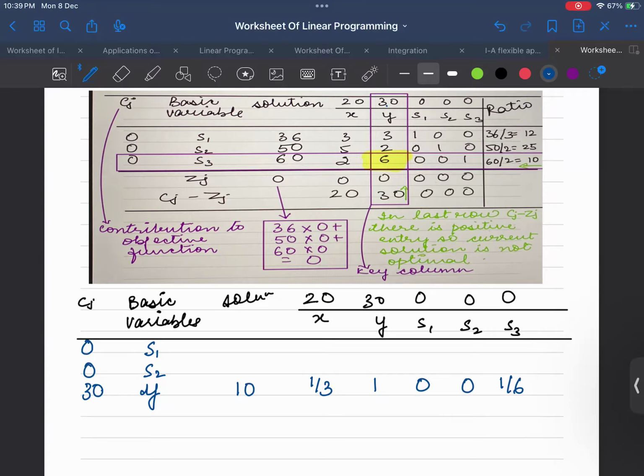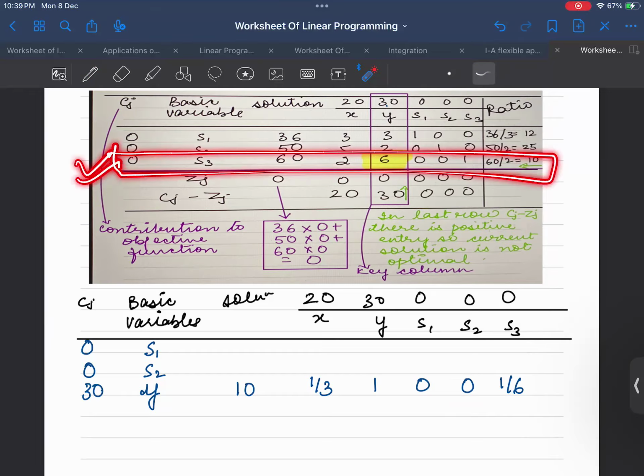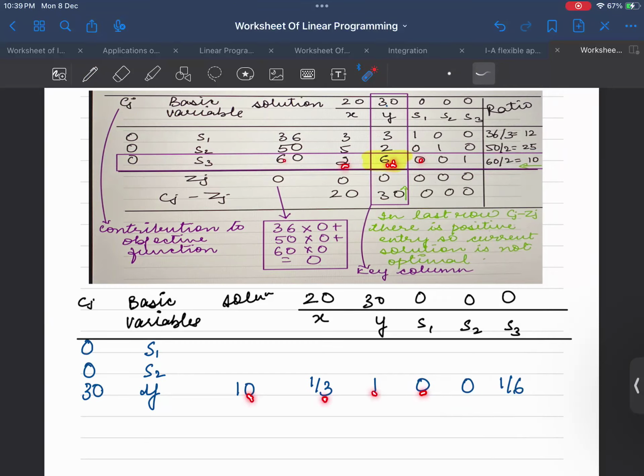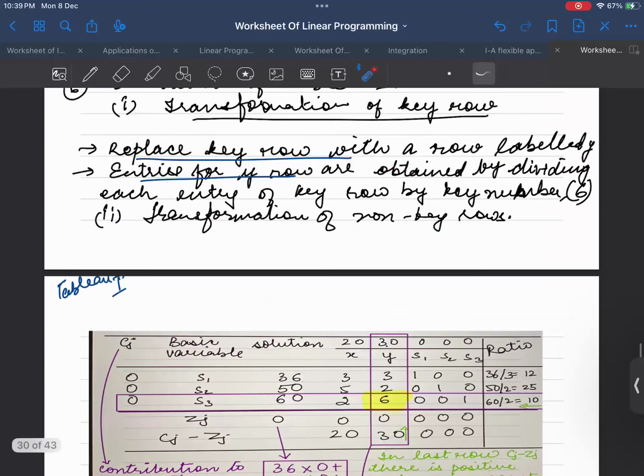I think now it's very clear how we create the key row. We first decided the key row, then divided everything in the key row by the key number. 60 divided by 6 is 10, 2 divided by 6 is 1 by 3, 6 divided by 6 is 1, 0 divided by 6 is 0, 0 divided by 6 is 0, and 1 divided by 6 is 1 by 6. I think it's very clear how we have calculated it. Now the next question is the transformation of the non-key rows.